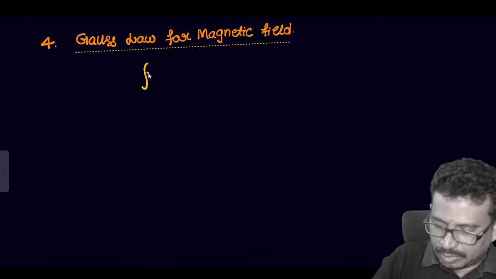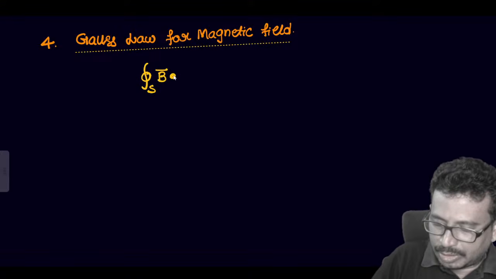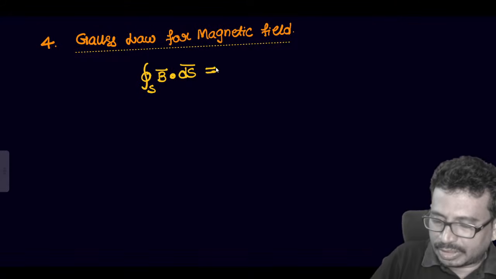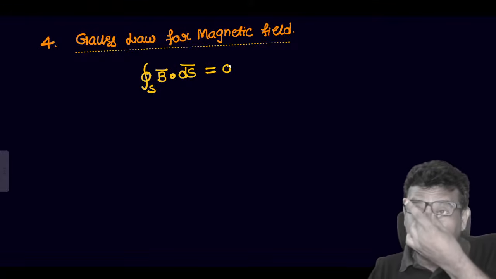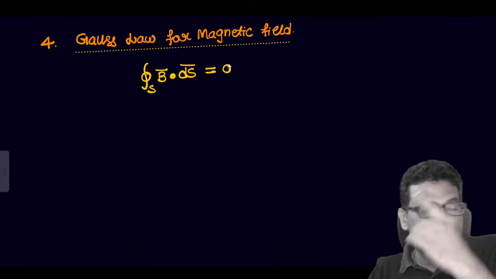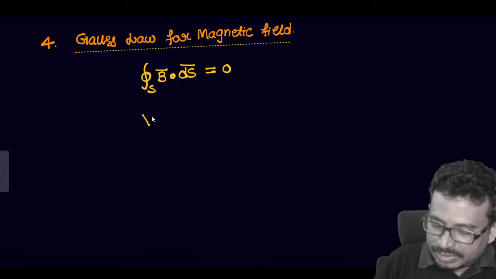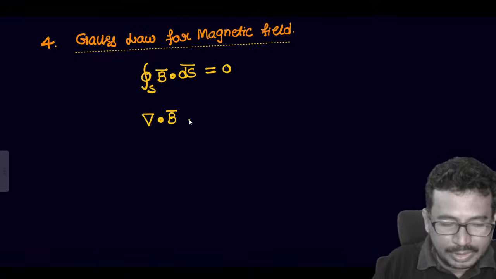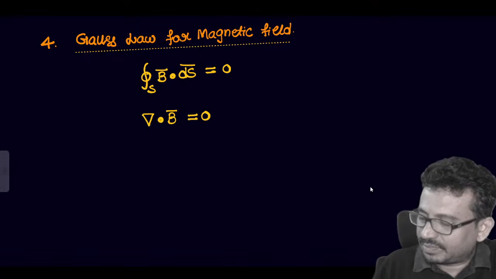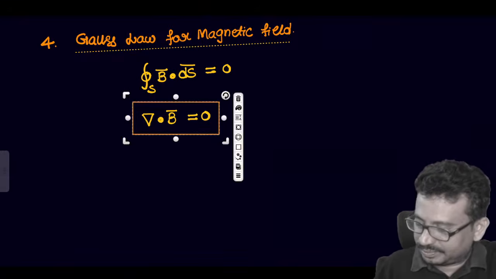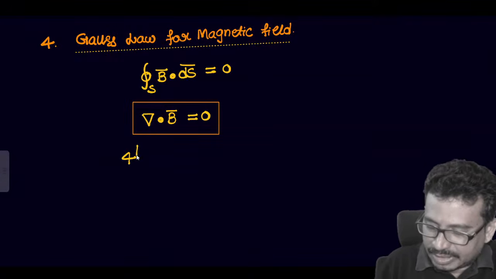Gauss law for magnetic field is given as the closed surface integral of B dot dS equal to 0. By applying the divergence theorem, we get the equation del dot B equal to 0. This is called Maxwell's fourth equation.